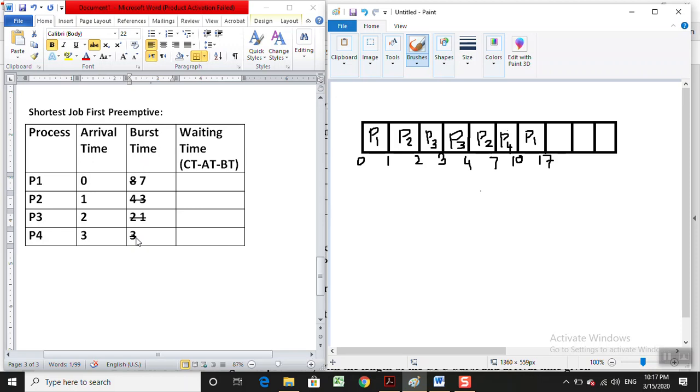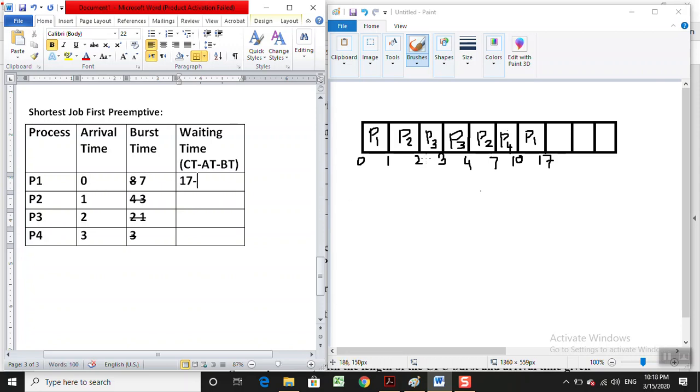Clear my point, everyone? Okay, so now we have to calculate the waiting time here. First we need to find the completion time minus arrival time, and that is turnaround time. So what is the turnaround time for this P1? When did P1 finish its job? It finished at 17.